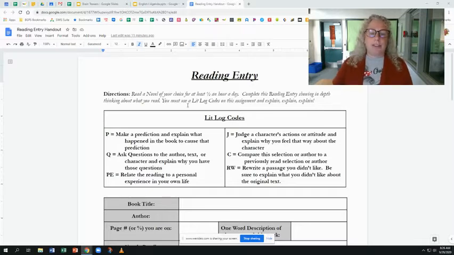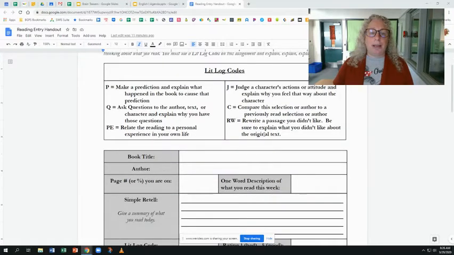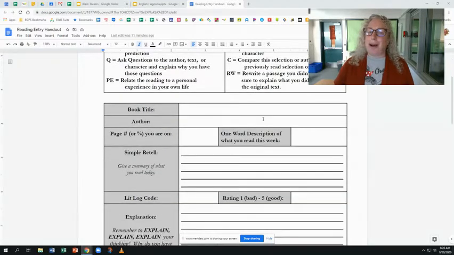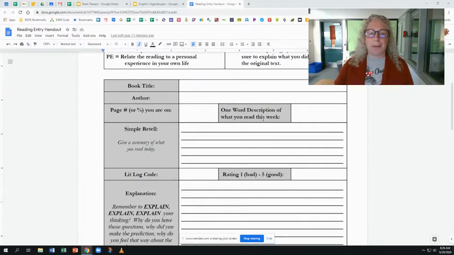So the expectation is that you've been reading your novel approximately half an hour a day. And so, as you are getting through your novel, you are going to respond to your novel in a lot of different ways. And see these lit log codes, we're going to come back to those in just a minute. So don't worry, I'm not just skipping over those. I will be back. This is where you're going to start filling things out down here.